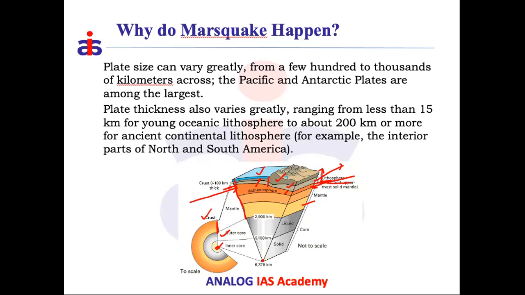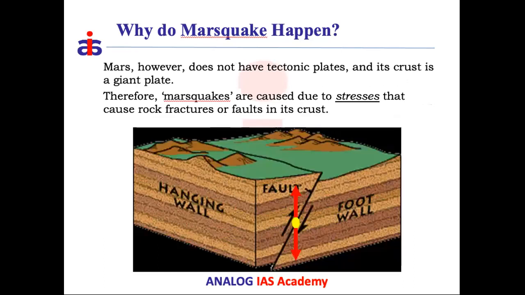Okay, so you can see here, how does a Marsquake happen? What is the composition of the Mars crust? The Earth crust is divided into plates, but Mars's crust is not divided into plates. That means there are no tectonic plates on the Mars surface. In the Mars crust, there are no tectonic plates. It is a continuous plate.